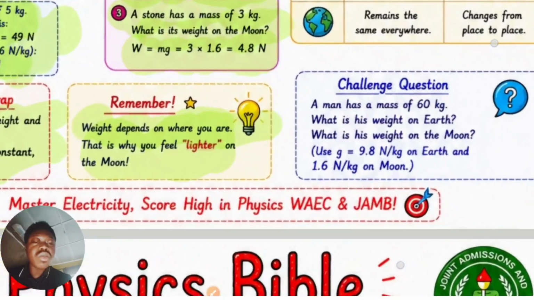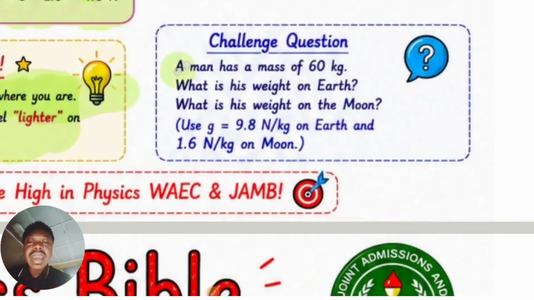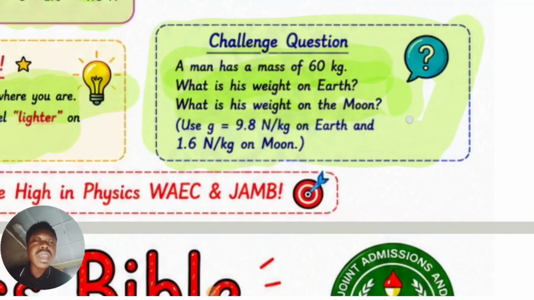So this is your classwork exercise. You drop your answers in the comments. A man has a mass of 60 kilograms. What is his weight on earth? What is his weight on the moon? Use g for earth to be 9.8 Newton per kilogram, and then 1.6 Newton per kilogram on the moon. So I need this answer to be dropped in the comment section down below.